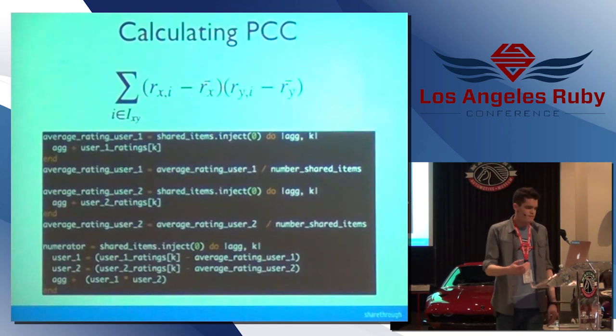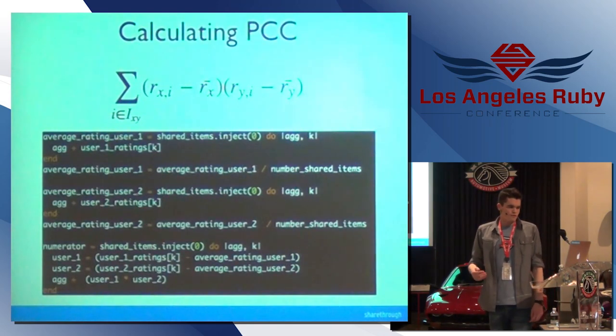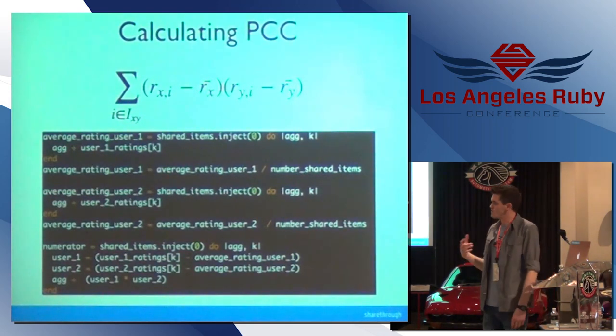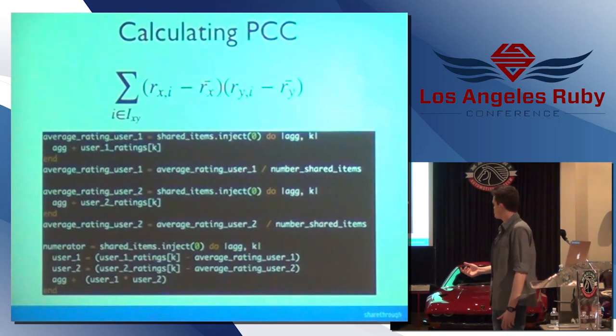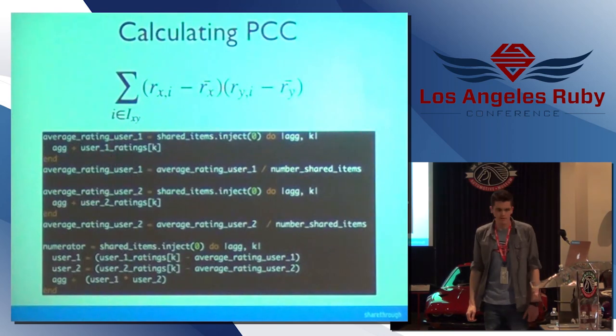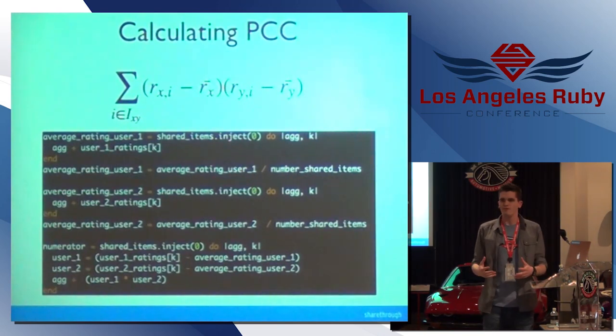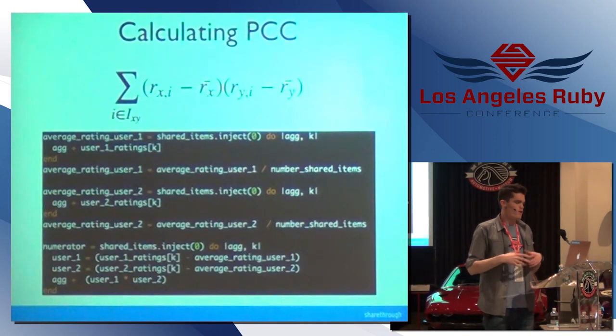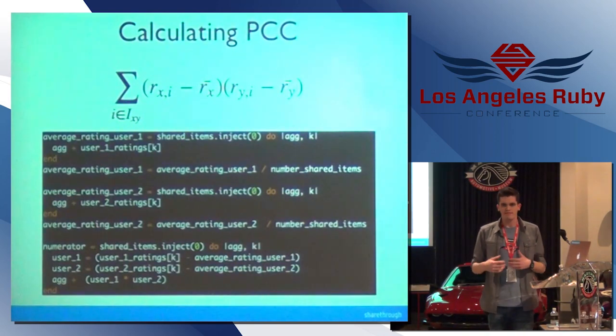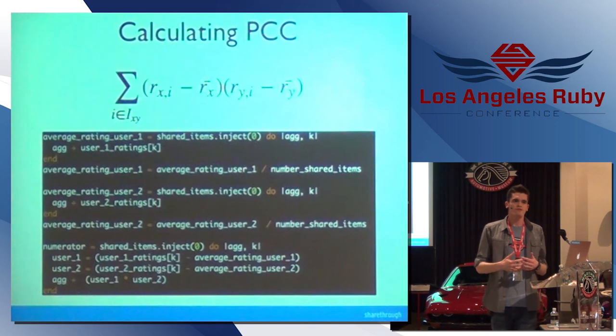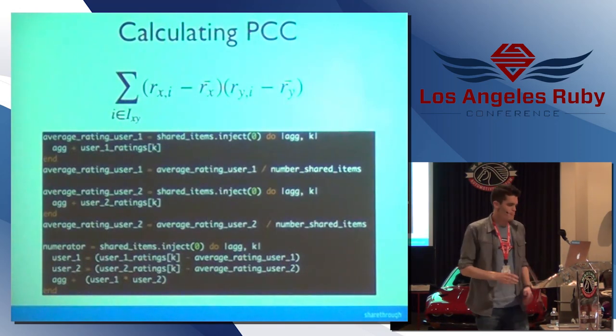And then we move on to that second step, where for each rating, we go through and we subtract the average rating, and that's what gives us the inside part of the parentheses for both items. Right? And that's pretty simple Ruby. When we look at it, really, all this kind of complex math just translates down into a couple of different for loops where we're adding up different numbers.